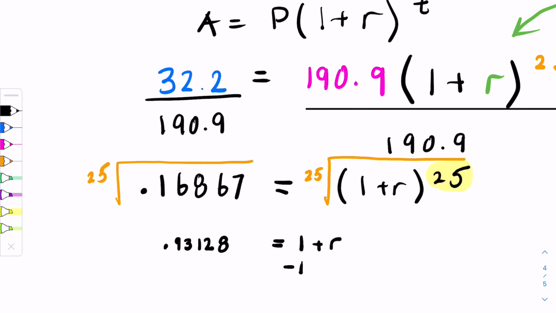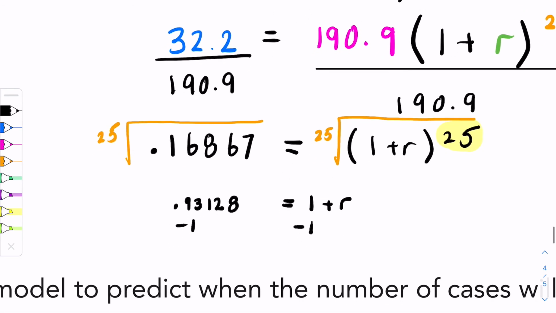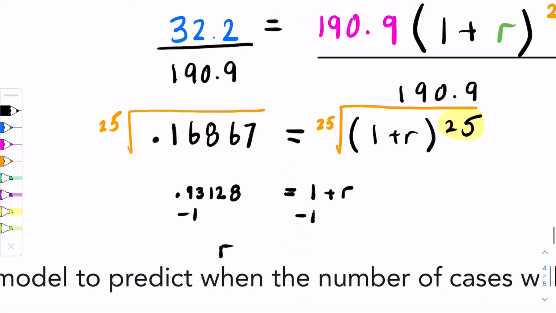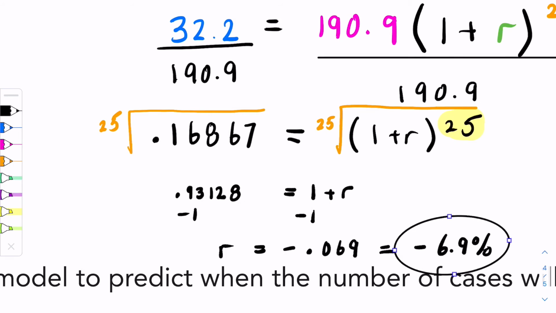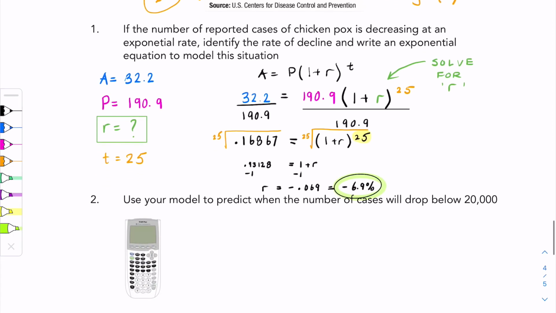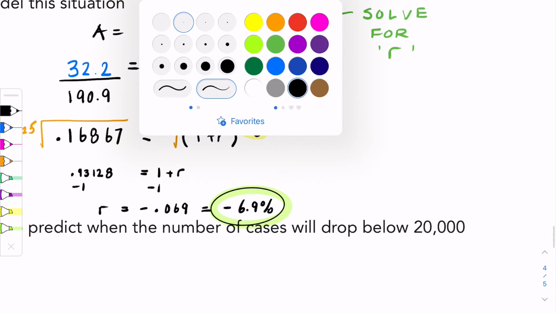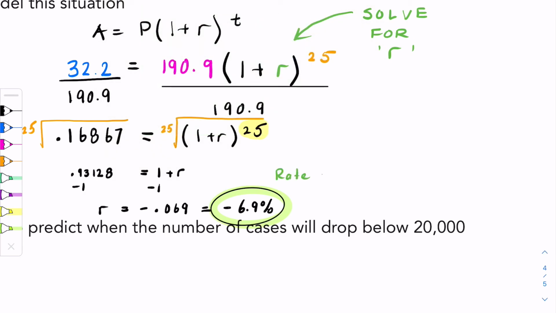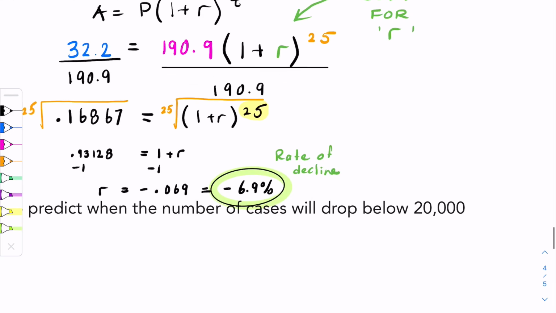We're solving for r, so subtract 1 from both sides, giving you r equals negative, rounded to the nearest thousandth, 0.069, which is actually equal to negative 6.9%. That's your r value. So the directions say to identify the rate of decline, which we just did. And it also says to write an exponential equation.